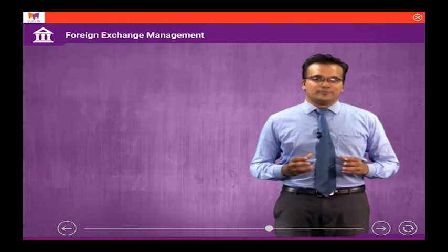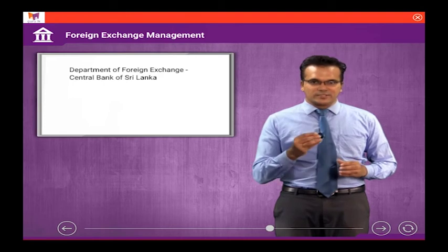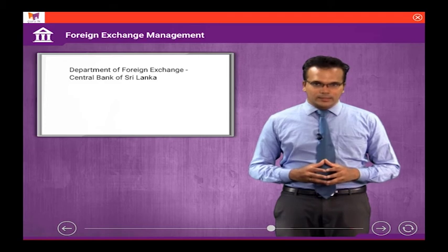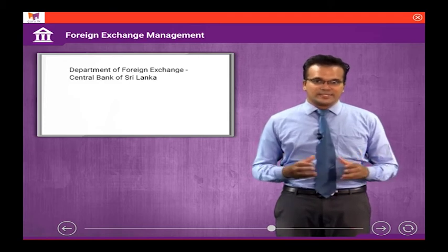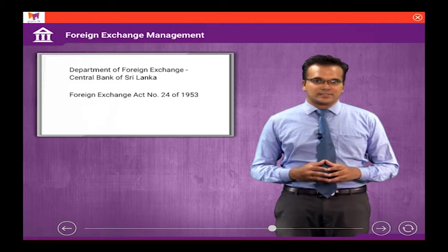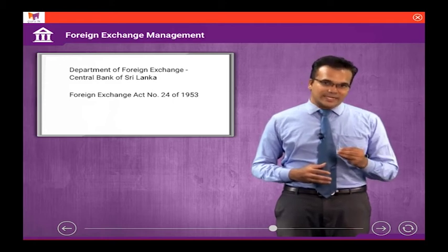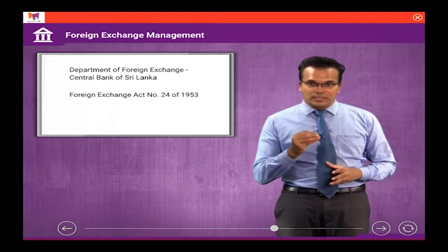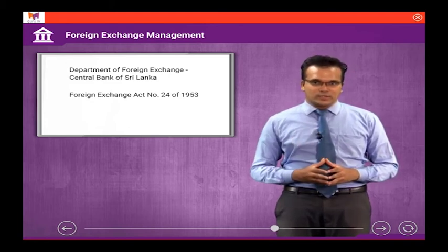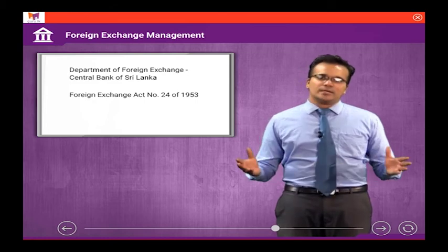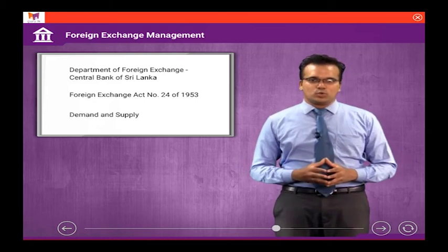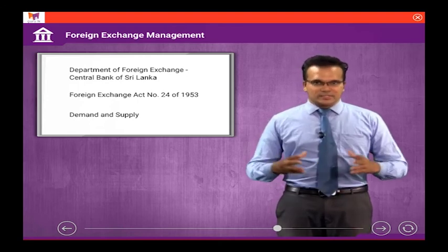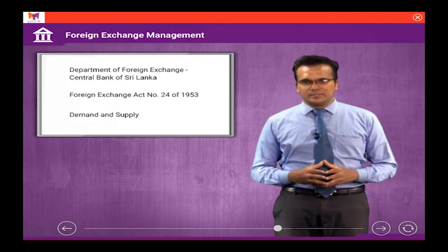The responsibility in foreign currency management is entrusted to the Department of Foreign Exchange within the Central Bank of Sri Lanka. The Department of Foreign Exchange was initially established under the Foreign Exchange Act No. 24 of 1953. It is critically important that the foreign exchange rates are stable without being heavily fluctuated for an economy to be stable. However, the foreign exchange rate decision has a correlation to the demand and supply of foreign currency. This is further having a relation to the balance of payment of the country.